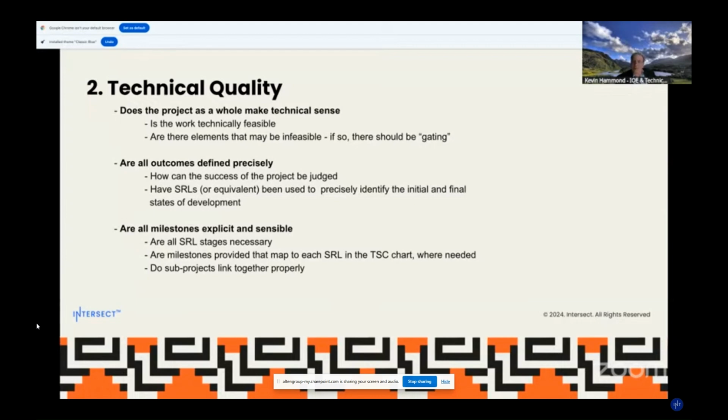Have SRL, software readiness levels, or equivalent been used to precisely identify the initial and final states of development, and milestones coming from that? Are all milestones explicit and sensible? Are all the SRL stages necessary? Are milestones provided that map to each SRL in the TSC chart? And we'll come back to that later where needed. Do sub-projects link together properly?